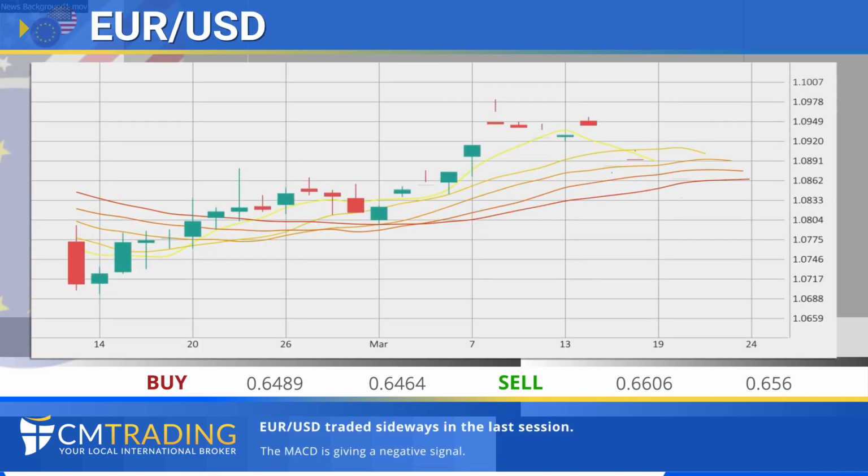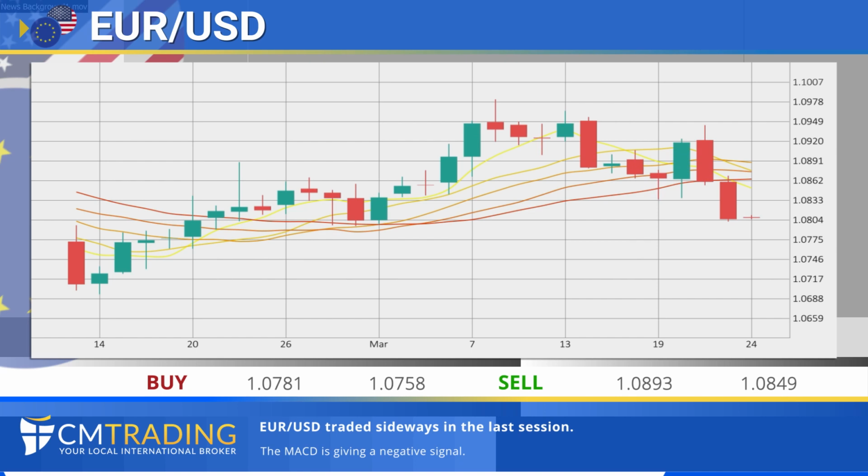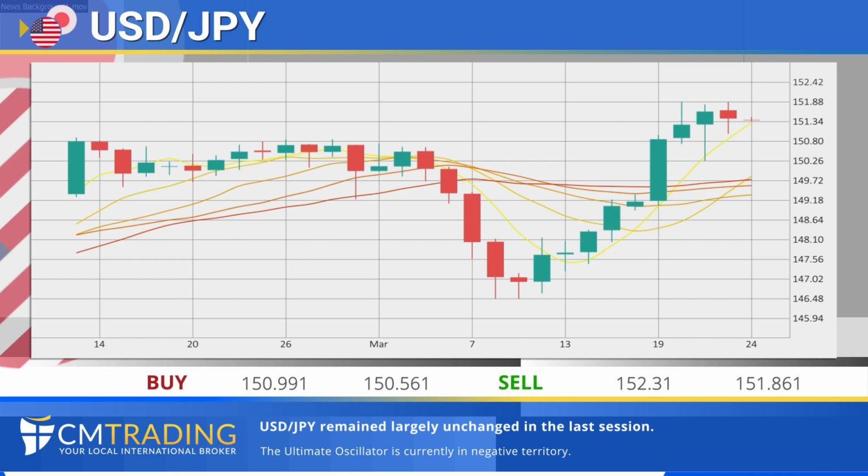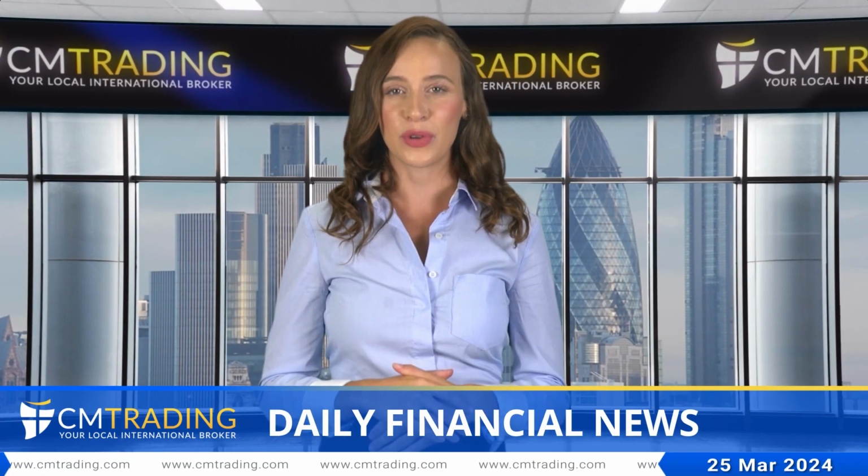The euro-dollar pair traded sideways in the last session. The MACD is giving a negative signal. The dollar-yen price remained largely unchanged in the last session. The ultimate oscillator is giving a negative signal. Thank you for your insightful trading ideas.